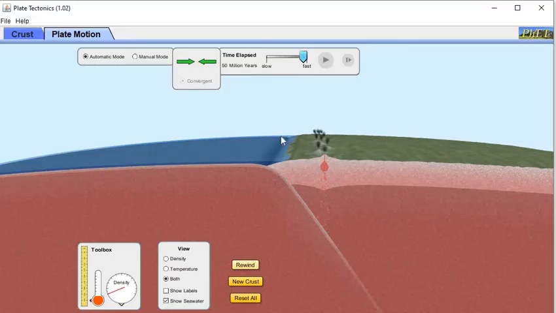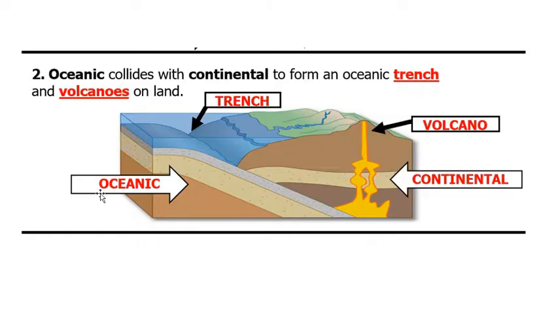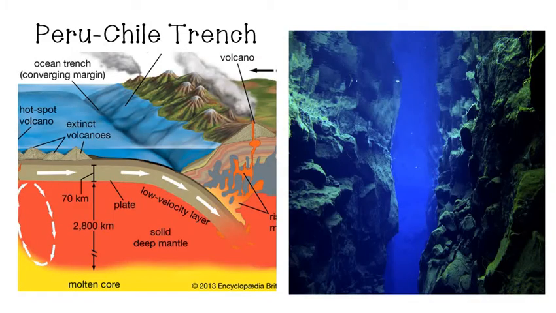So you can see that trench again is this narrow valley. And a good example of a trench that's formed by oceanic and continental plates is the Peru-Chile Trench. So it's, again, this area right here, and I'll show you it on Google Earth.